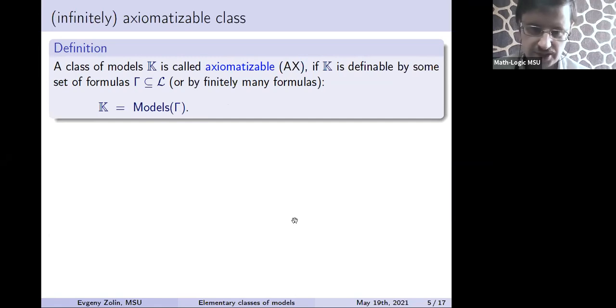The next notion was an axiomatizable class of models. It is axiomatizable if it can be defined by some set of formulas, possibly an infinite set. So for any model, it is in our class if and only if the set of formulas gamma is satisfiable. So the set gamma may be finite or infinite. If it is finite, then our class is defined by just one formula. We can take the conjunction of all formulas from gamma. If it is infinite, then in general, we cannot reduce it to just one formula.